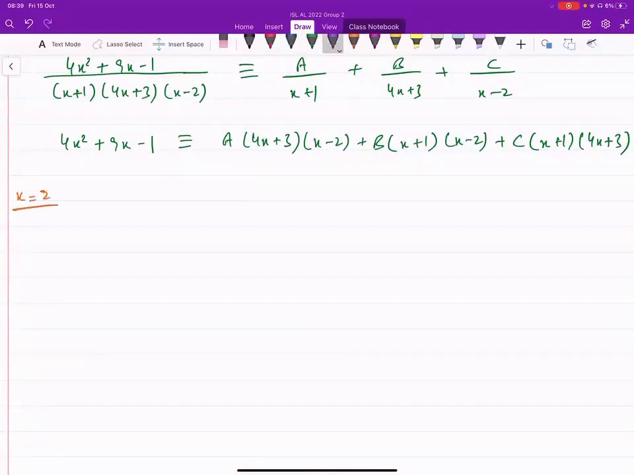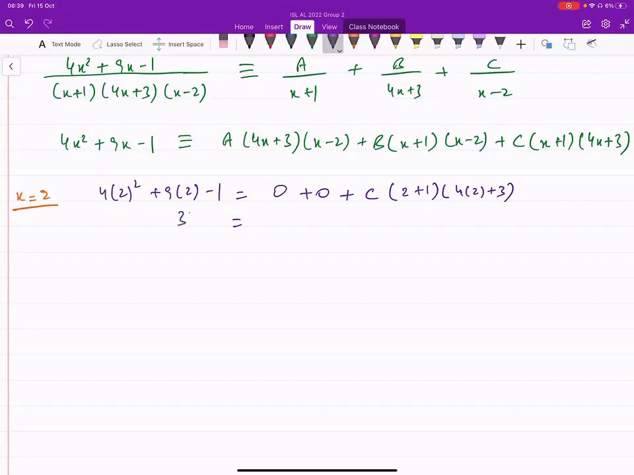On the left side, what do we get? So लिख लेते हैं 4 into 2 square plus 9 into 2 minus 1 equals 0 plus 0 plus c into 2 plus 1 into 4 into 2 plus 3. ठीक है? Left पे क्या आता है? 33. On the right side, 3 into 11, 33. So 33c, c is equal to 1.